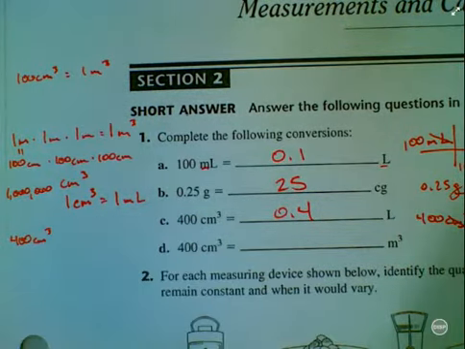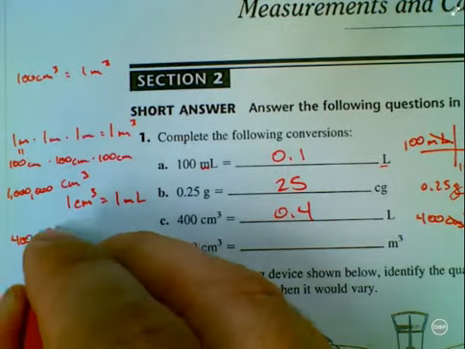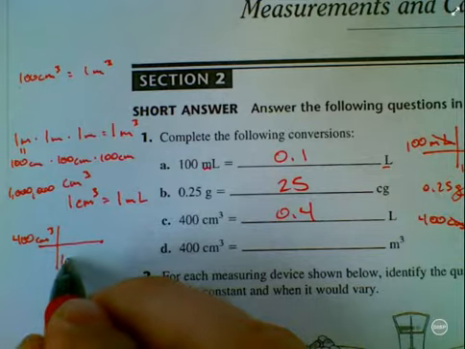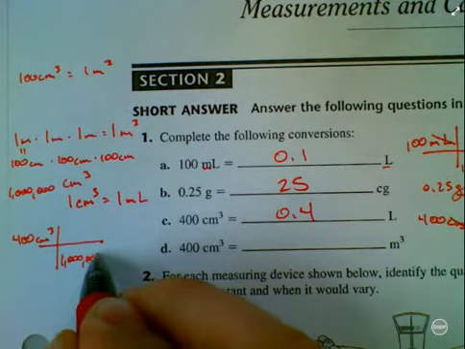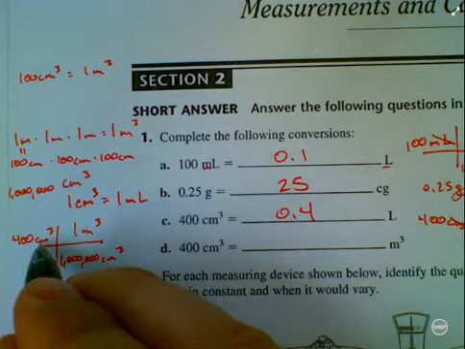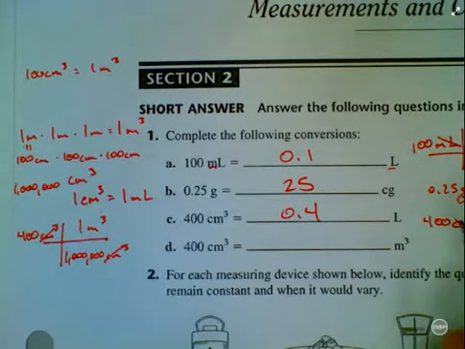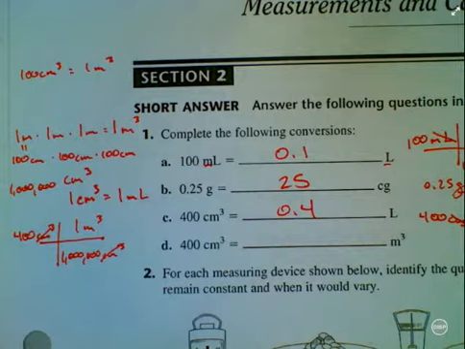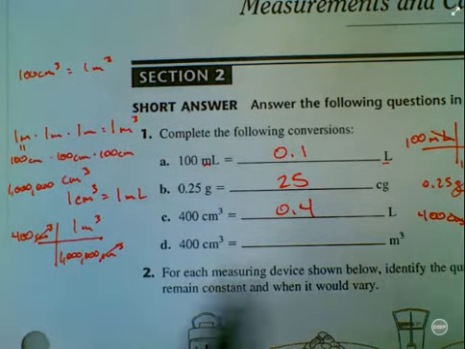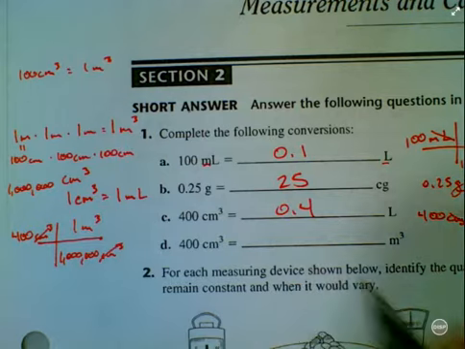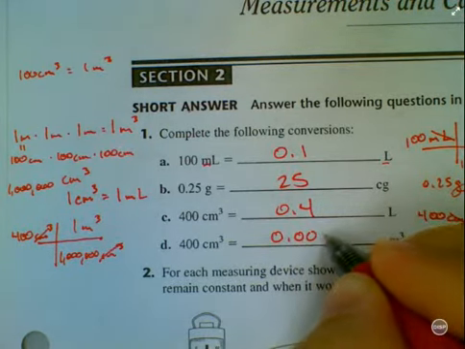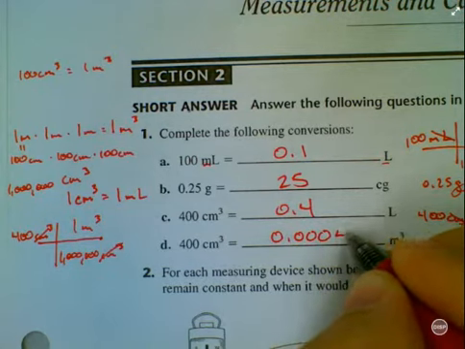400 cubic centimeters. Set up our conversion. Okay, 1 million cubic centimeters is equal to 1 cubic meter. My cubic centimeters will cancel out, and the function that I'm left to carry out is 400 times 1, and then divided by 1 million. Now it might be a little bit easier for you to use your calculator here. It's going to be 0.0004.